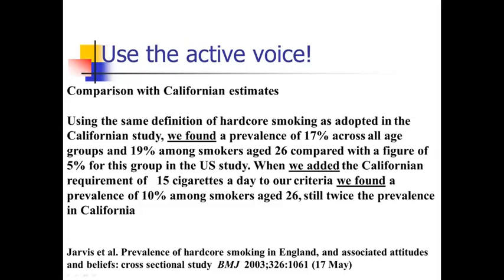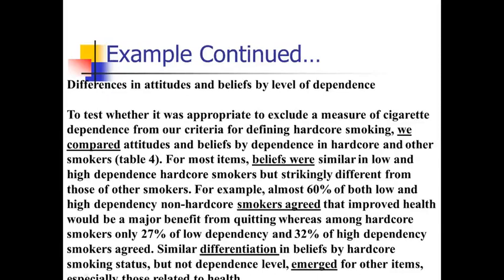So for example, here's a study. Notice that this was a study that broke the results section into subsections with little headings. So we're getting a subsection here that's called Comparison with California Estimates. They were looking at smoking in England. And so they did use some we found. So using the same definition of hardcore smoking as adopted in the California study, we found a prevalence. And then when we added that California requirement, we found, so we are using some we to keep it in the active voice.